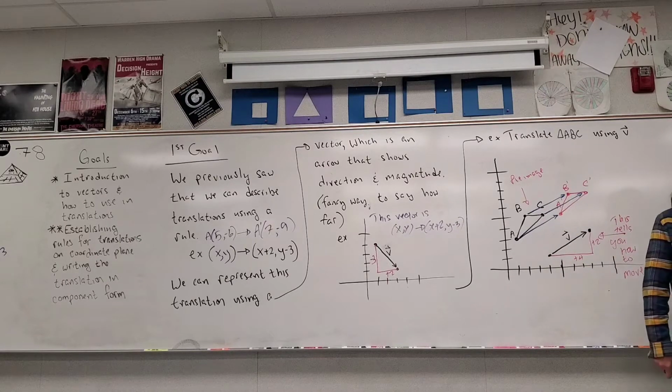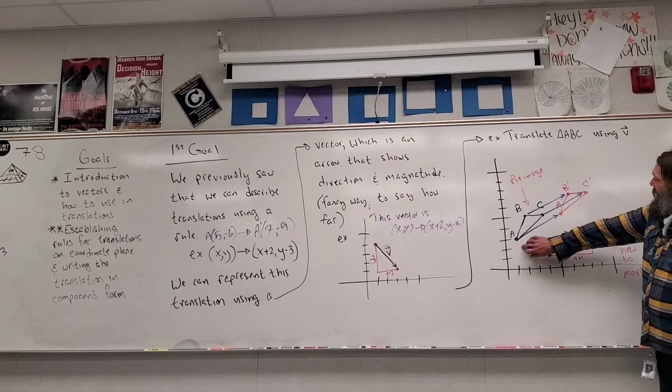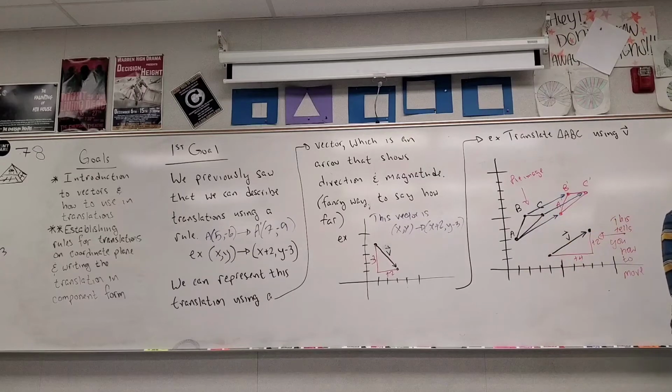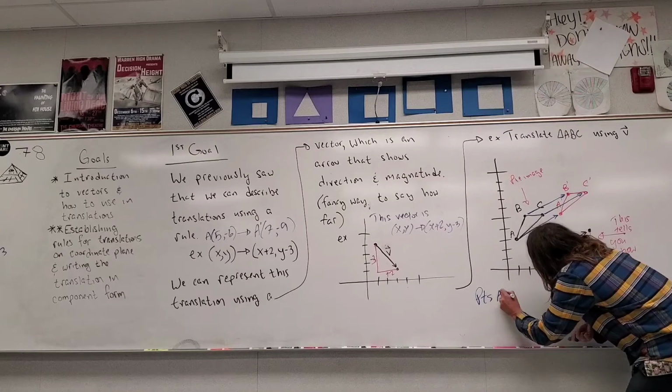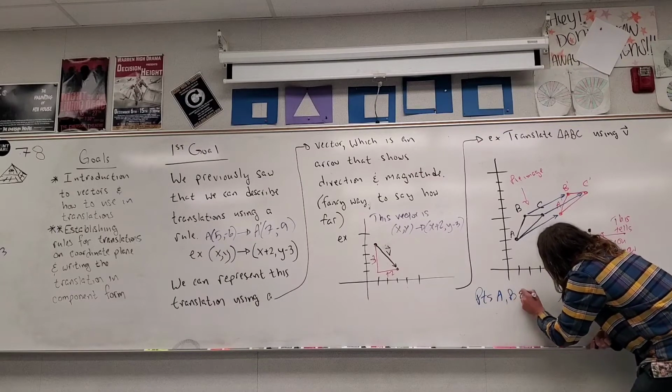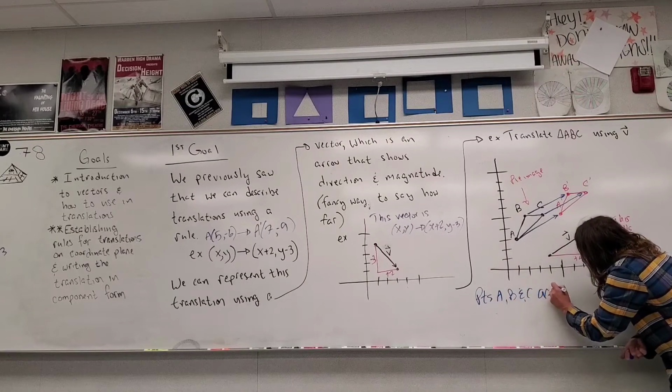Now there's a couple more vocabulary words I'd like to talk about. Points A, B, and C are called initial points.